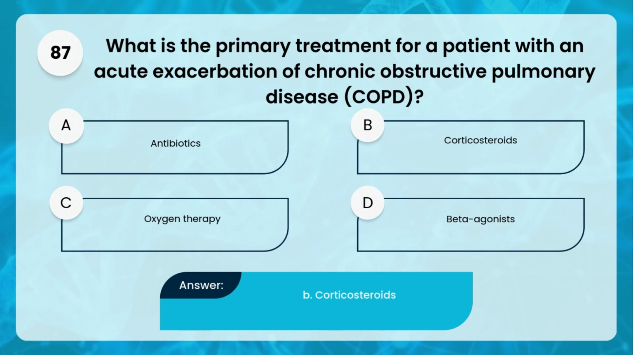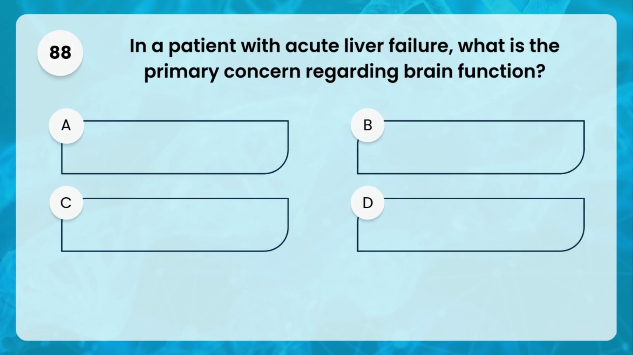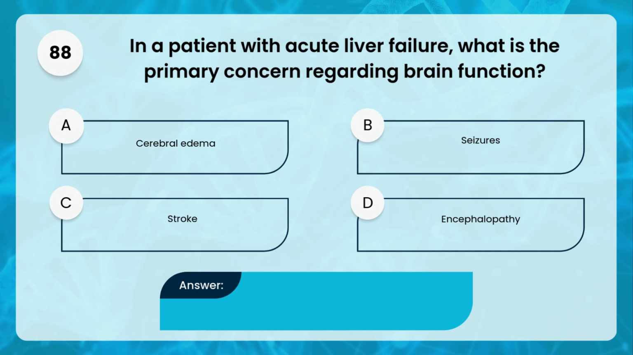Corticosteroids. Number 88. In a patient with acute liver failure, what is the primary concern regarding brain function? A. Cerebral edema. B. Seizures. C. Stroke. D. Encephalopathy. The answer is A.